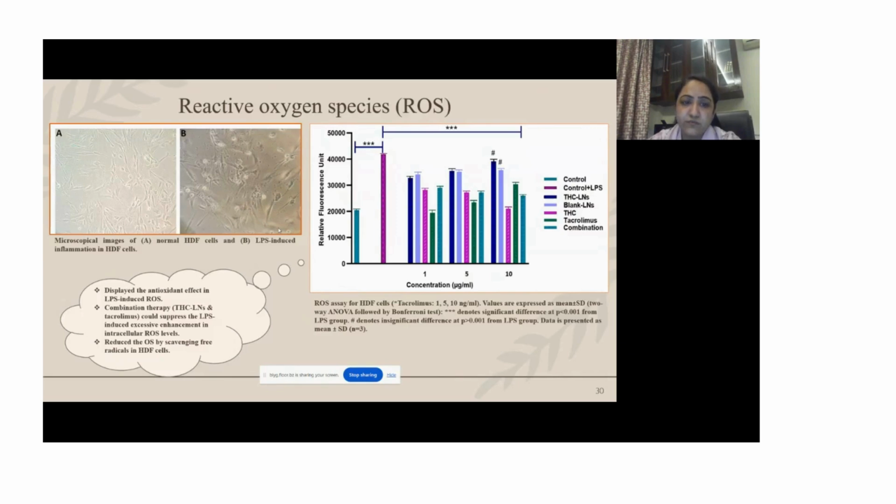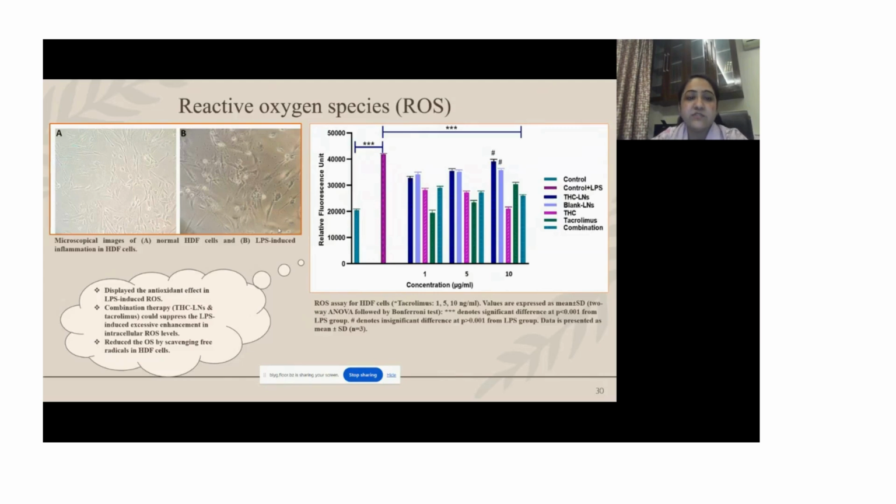inflammation of the cells. As you can see in the image, A is normal HDF, that is human dermal fibroblasts, and second is LPS induced inflammation in cells. So in combination therapy, we can suppress the inflammation caused by LPS. So reduce the oxidative stress by scavenging free radicals in HDF cells. So that is given in this figure also.